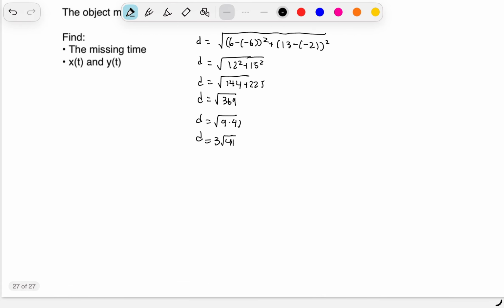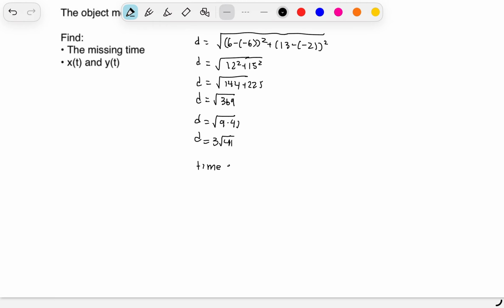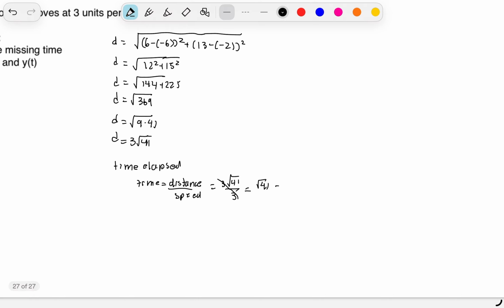Now you need to find what your time elapsed is. So you're going to use that time is equal to your distance over speed. And that is going to be 3 root 41 divided by 3. That's equal to root 41 because your 3's cancel out. So that's going to be root 41 seconds.